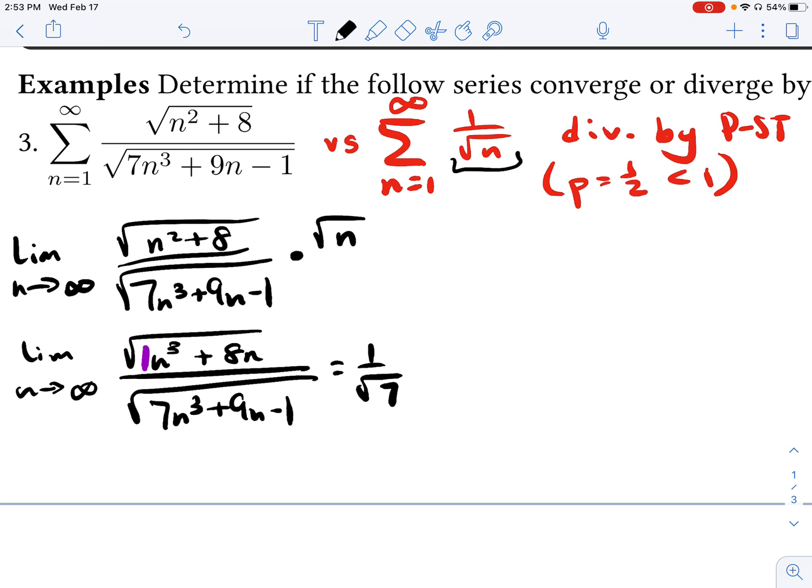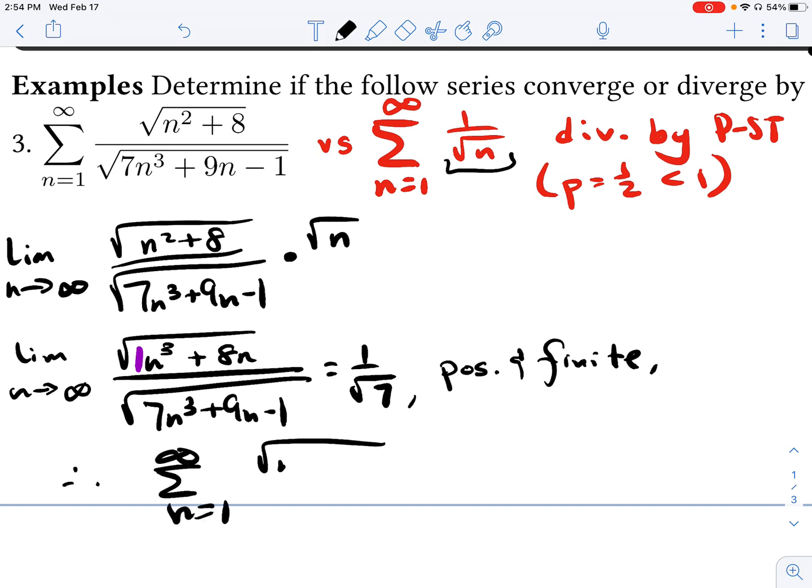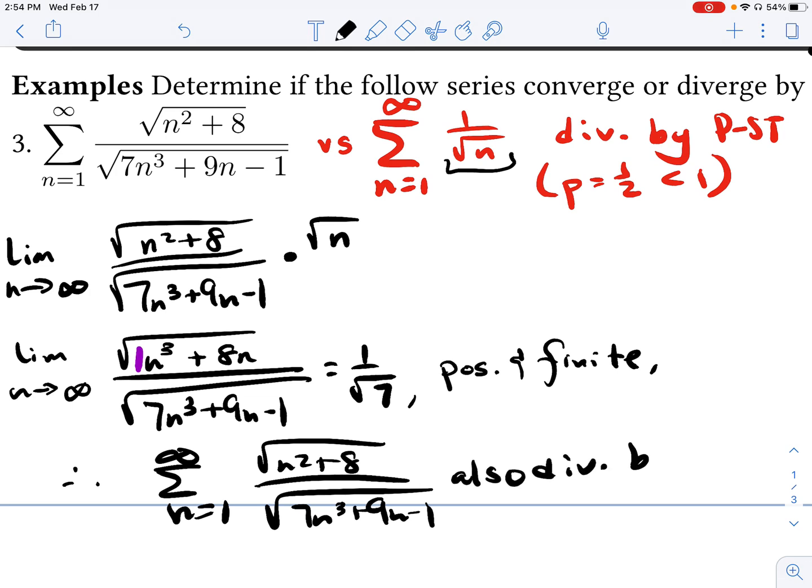So we need to make sure we state clearly what our limit was. And then we say because this value is both positive and finite, I know that therefore this series that I'm writing out here, n squared plus 8 over root 7n cubed plus 9n minus 1, also diverges by the limit comparison test. Okay? All right, let's do one more example.